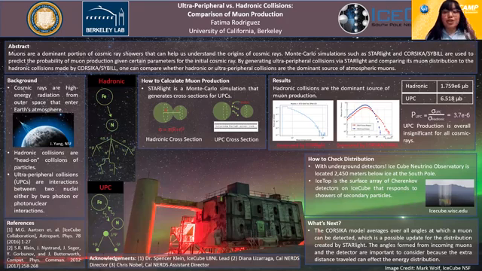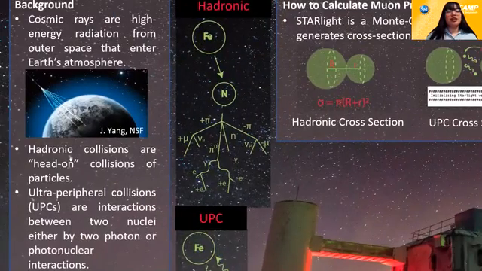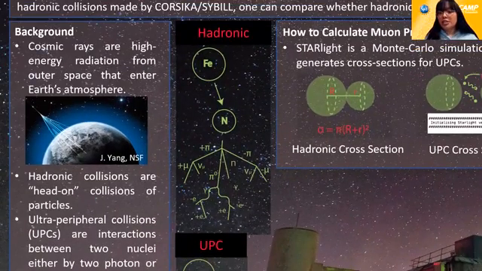So in this project, we tried to answer what is the dominant source of muon production in the atmosphere. So what are muons? Muons are subatomic particles that are produced by cosmic ray showers. Cosmic rays are high energy particles that come from outer space and enter the Earth's atmosphere. And once they enter the Earth's atmosphere, they interact with atmospheric particles.